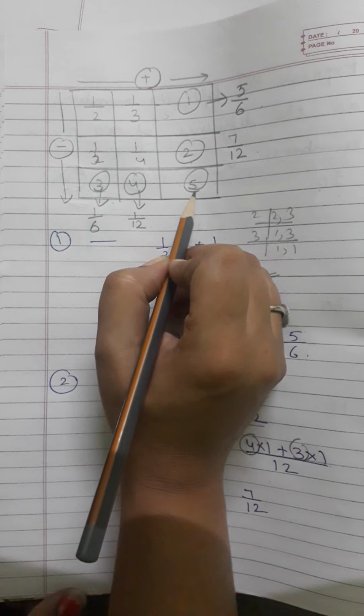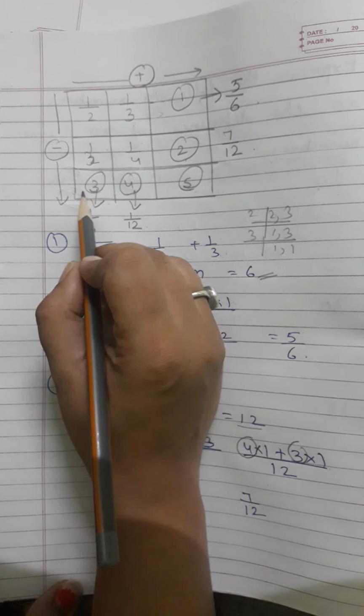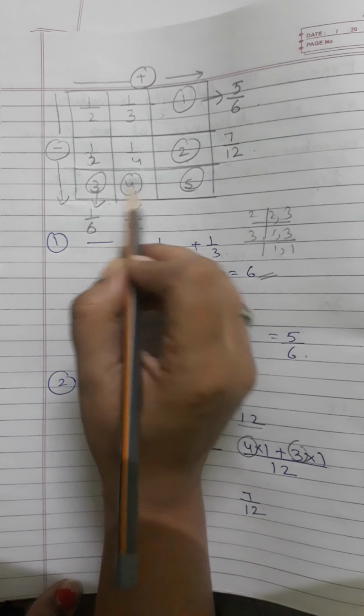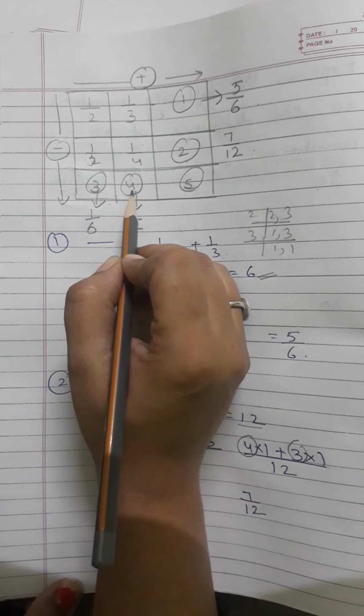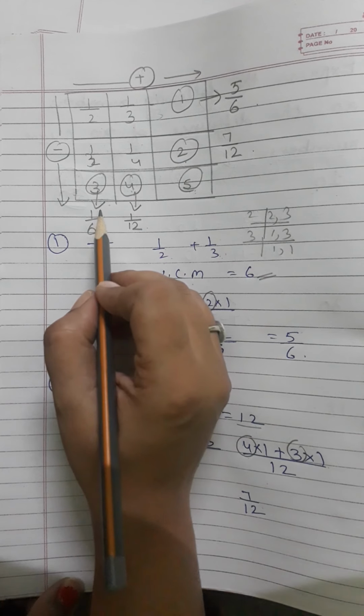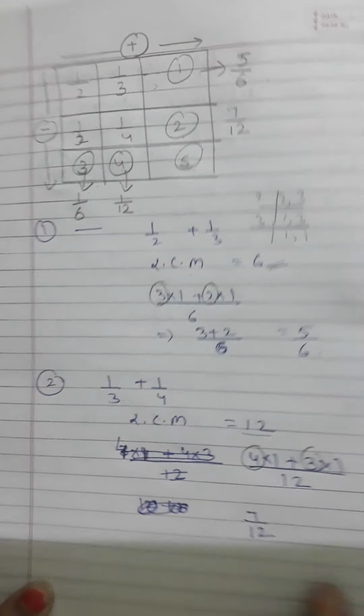Now we are left with the fifth one. So in the fifth one, the fraction is going like this to this side. So it means what we have to do? We have to add the values which are in third and fourth. It means we have to add 1 by 6 plus 1 by 12.